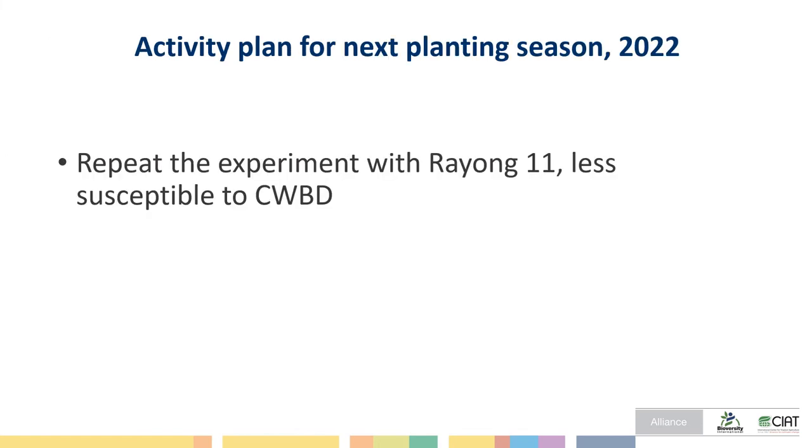So for the next activity plan for 2022, we will repeat the experiment again by inserting Rayong 11, which is less susceptible to cassava witches' broom, in the experiment.